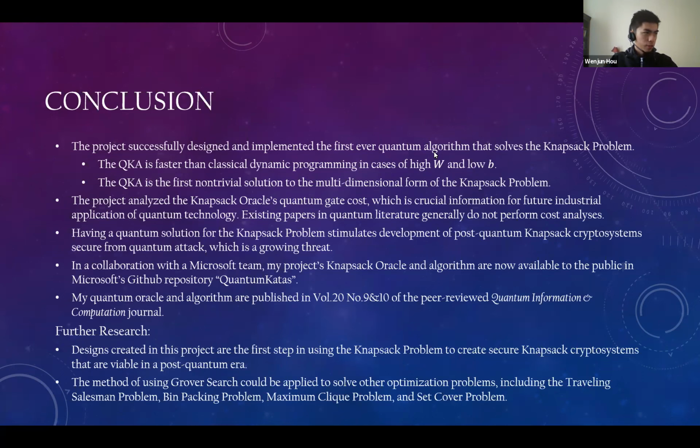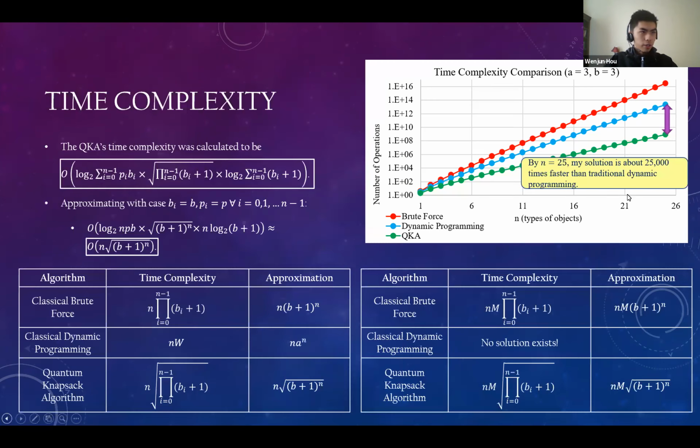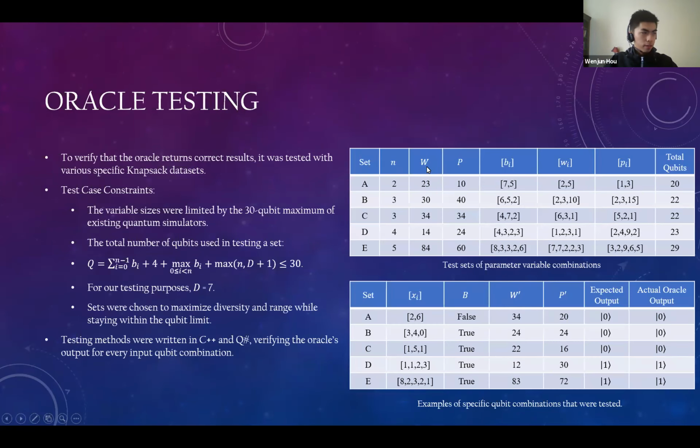How many qubits total does your example use? Which example are you talking about? Let's see. I have a lot of examples here. I have the ones that are shown here. There are 5 different examples. You can see the total qubits on the right column. Set A has 20, and B has 22, 22, 23, 29.